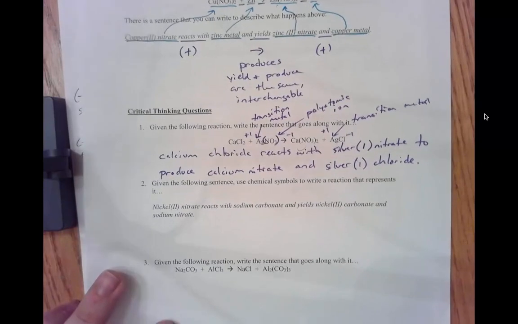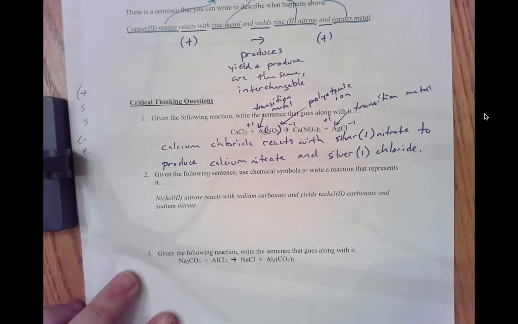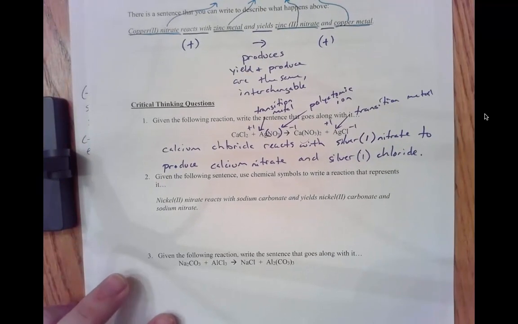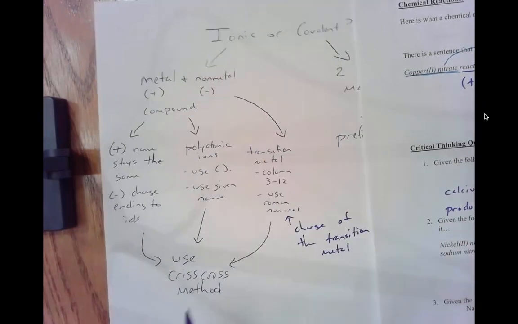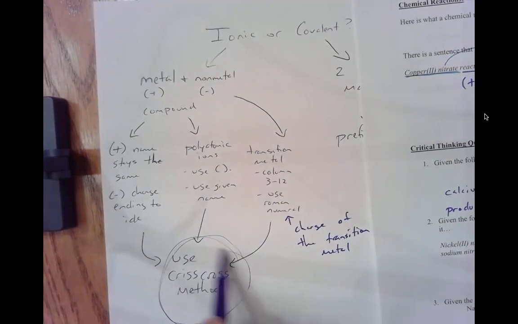So let's move on to number 2. So number 2 is now the opposite. So we're given the sentence and now we need to come up with the symbols. So remember guys, I told you that everything we're going to do on this sheet is ionic. So that means we have to use that crisscross method. So this is where we'll practice a little bit.